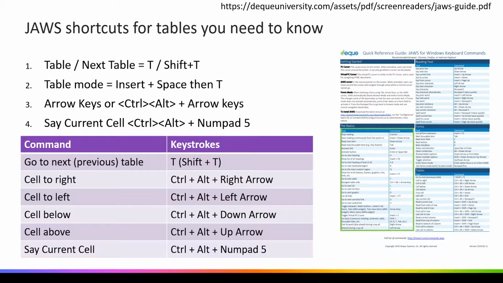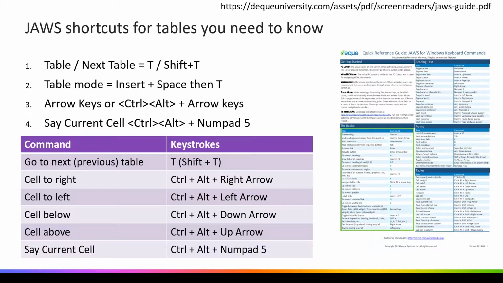JAWS has a lot of the same shortcuts, but it also has one other one that I use quite a lot, which is Ctrl Alt and the number pad 5. You have to turn off your number lock for that to activate. But basically what happens is when I press Ctrl Alt 5, it's going to tell me exactly what column and what row I'm in for that given cell. And that's something that NVDA just doesn't do. It's not part of the functionality, right?